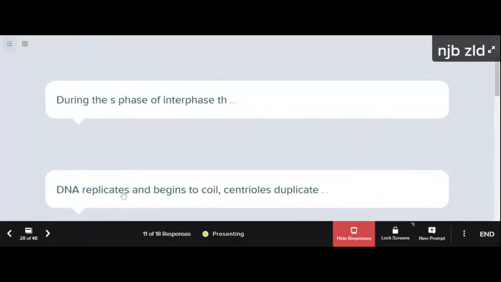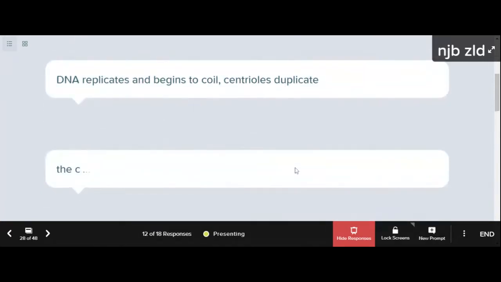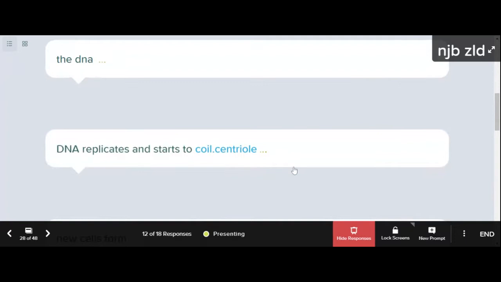DNA replicates. Very good. The DNA replicates. That's what I want you to get out of S phase: DNA replication.